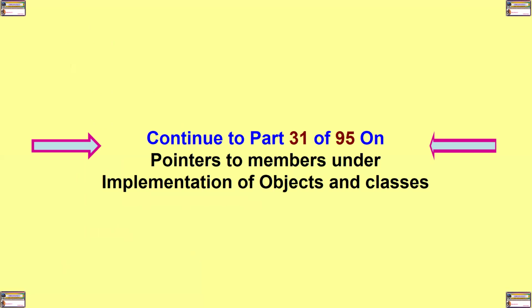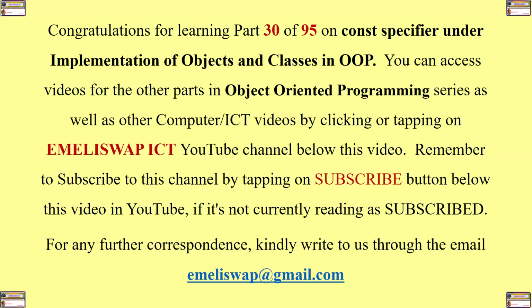You can continue to part 31 of 95 of this series, in which we are going to be learning on what we call the pointers to members, still under the continuation of the topic implementation of objects and the classes. Congratulations for learning part 30 of 95 on a const specifier and the implementation of objects and classes in object-oriented programming.